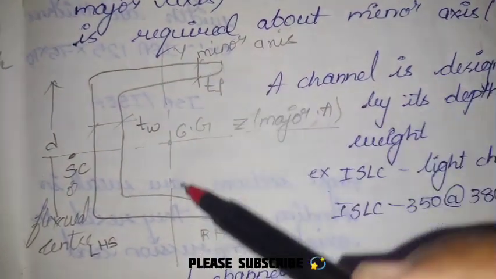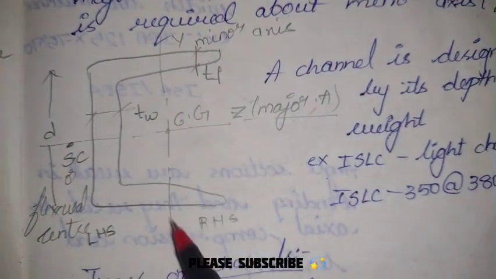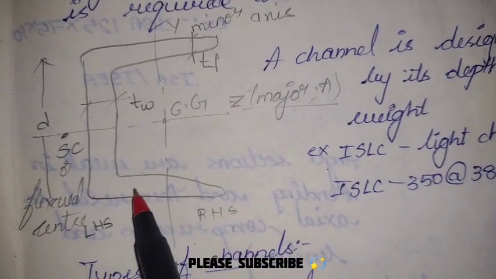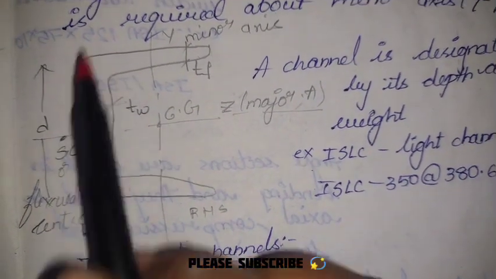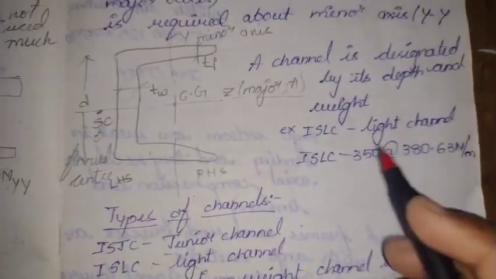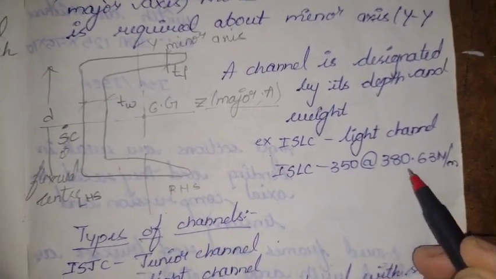This is the flange, another flange, top flange and bottom flange, and this is the web. Web is the section that is joining the flanges, and this is the depth of the channel section. So it is designated by its depth and weight. Generally it is represented as ISLC 350 at the rate this one.